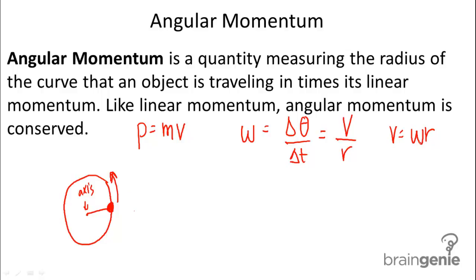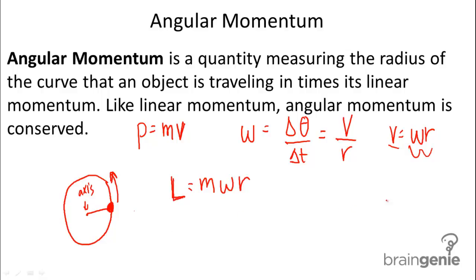To derive the angular momentum formula, we're going to use a new symbol for angular momentum, and that's going to be L. We're going to have mass, and instead of having velocity here, we're going to substitute in for velocity omega R. So that'd be the formula for angular momentum.